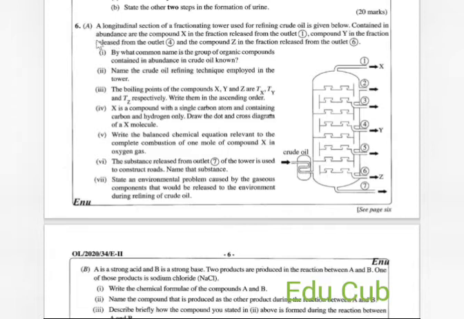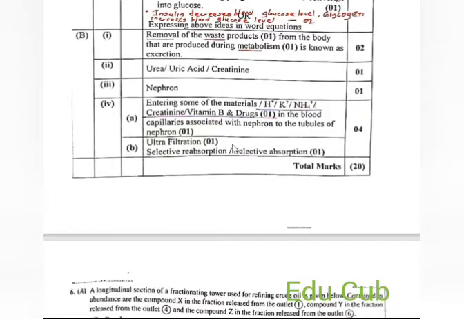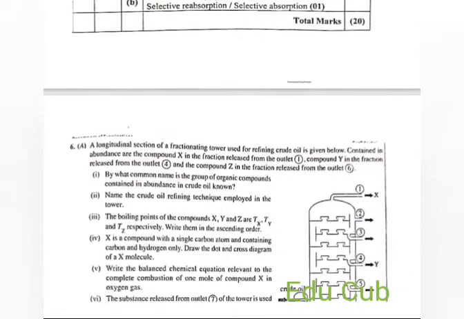Again, let's read the question. A longitudinal section of a fractionating tower used for refining crude oil is given below. Compound X is in the fraction released from outlet 1, compound Y from outlet 4, and compound Z from outlet 6. First one, they are asking by what common name the group of organic compounds contained in abundance in crude oil is known. Okay, let's move to the answers.